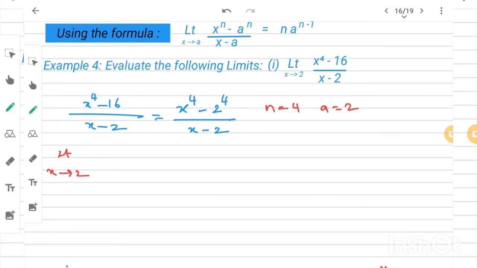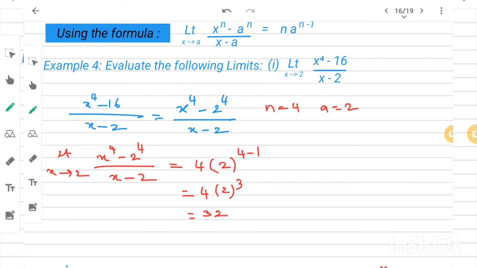Instead of this, I am going to write it as (x^4 − 2^4) divided by (x − 2) is equal to n into a^(n−1). So n is 4, 4 into a is 2 power n minus 1, that is 4 minus 1. So that has become 4 times 2^3. 2^3 is what? 8. 8 into 4 is 32.